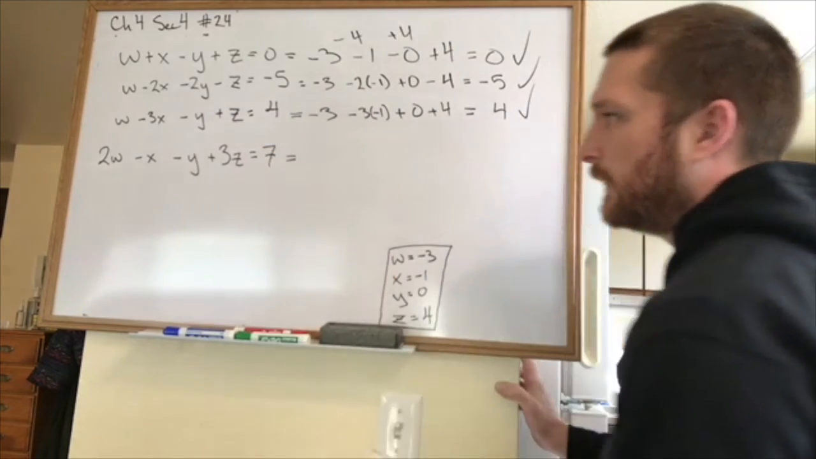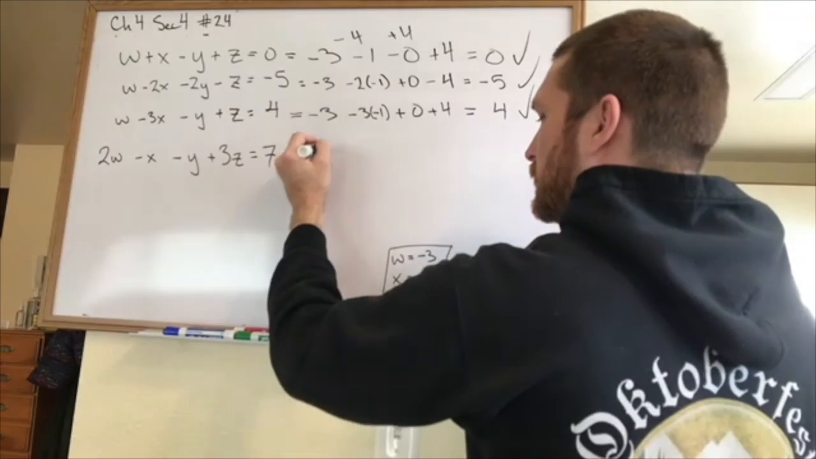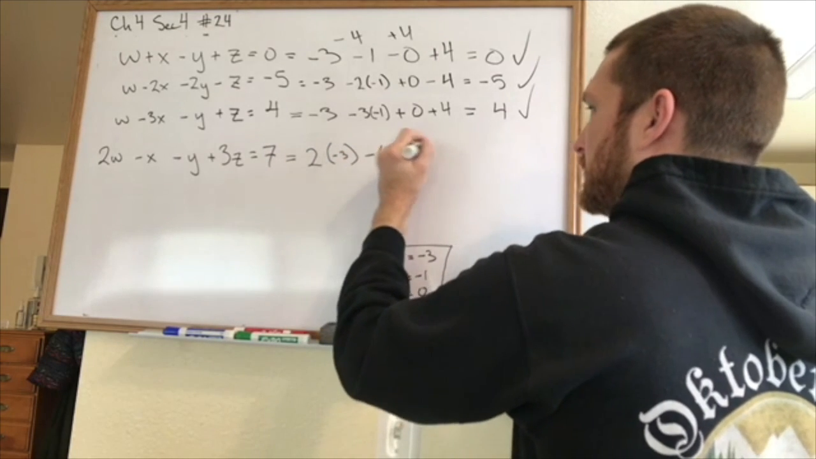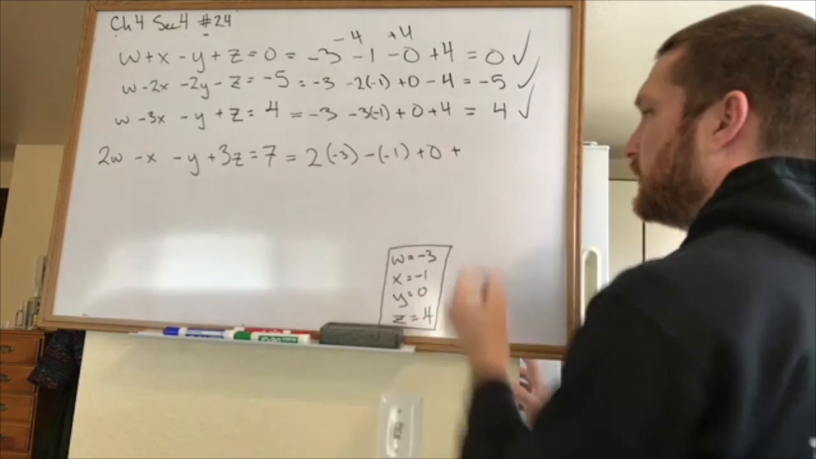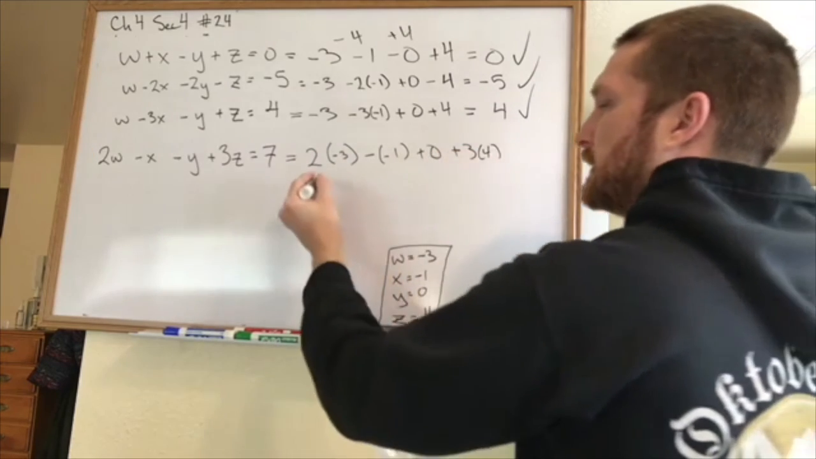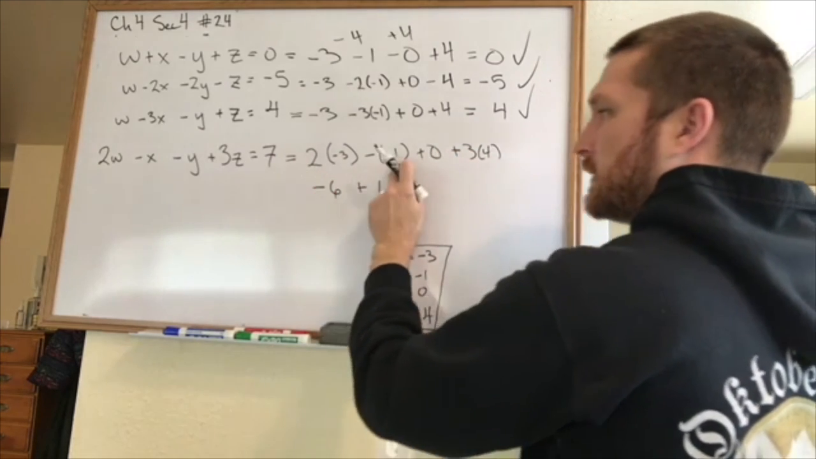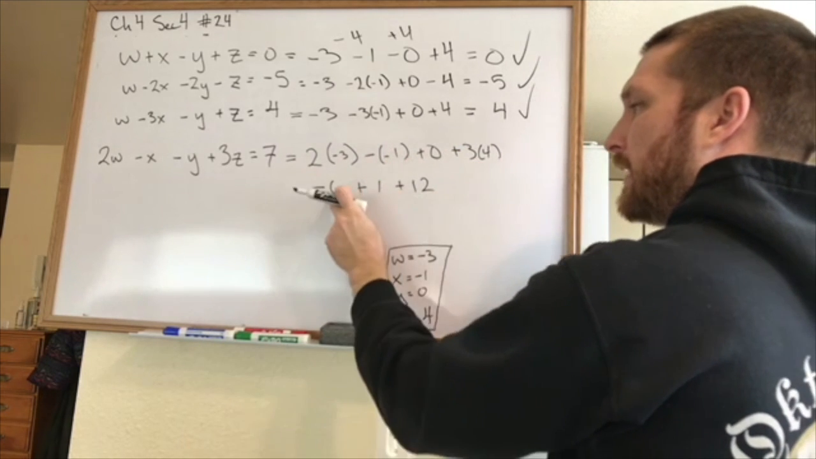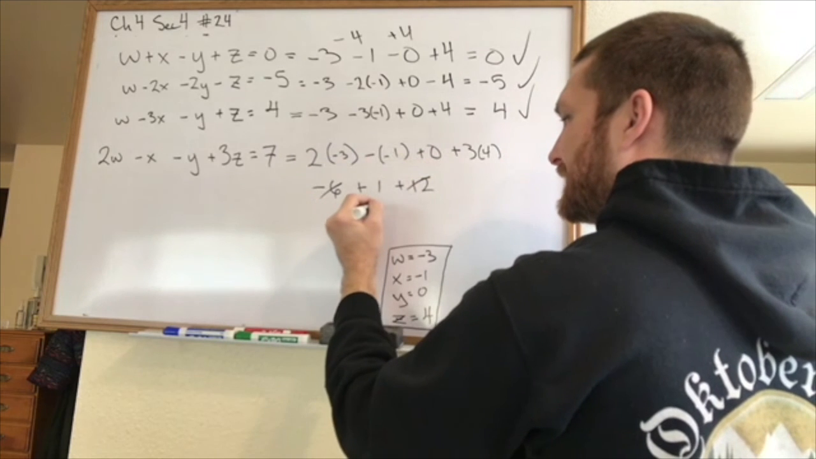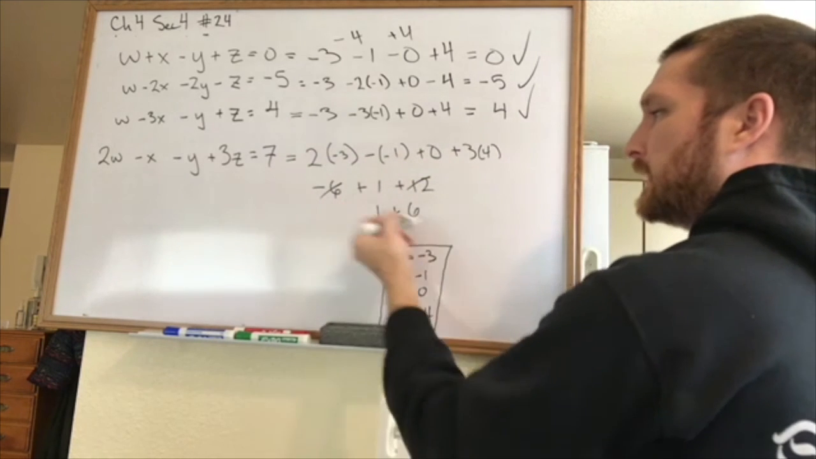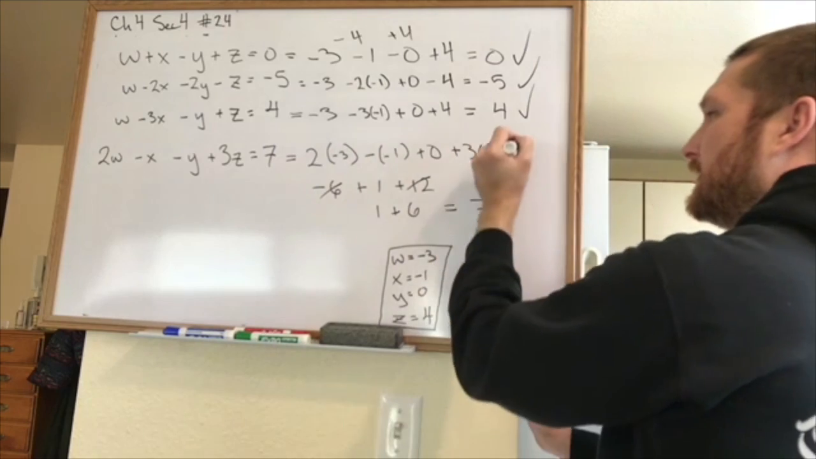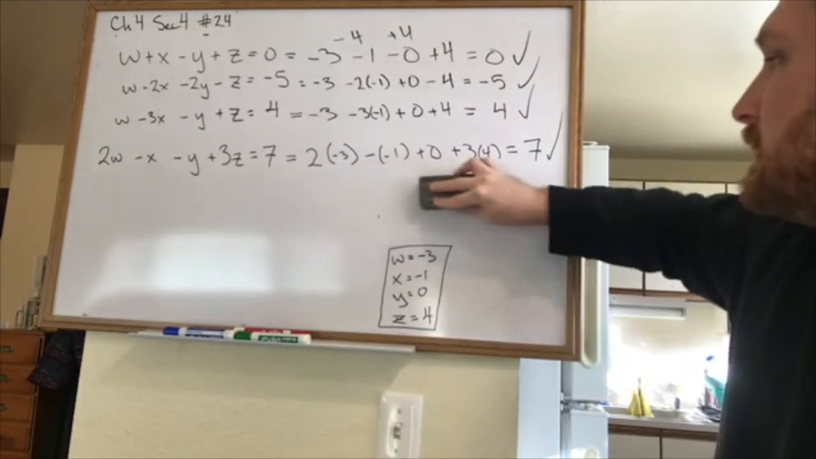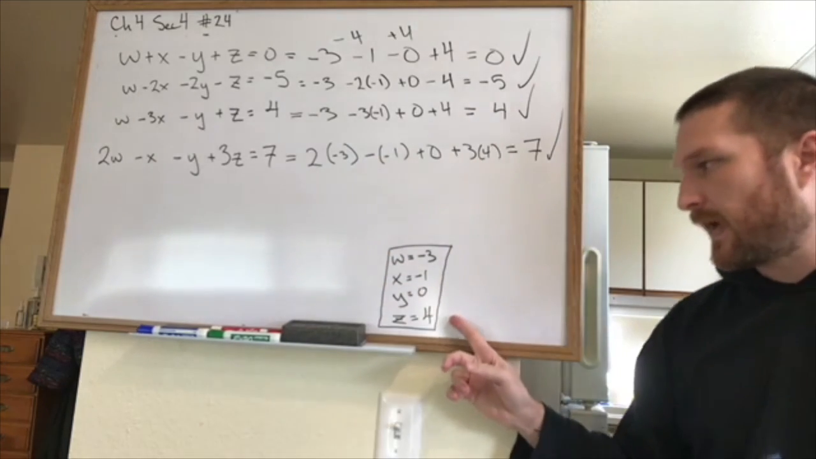Okay, last one to check. We have 2W, so that's 2 times -3 minus -1 plus a big fat 0 plus 3 times 4. Let's see, that's a -6 plus 1 plus 12. 12 minus 6 is +6. Plus 1 is 7. This does equal 7, and we are good. So that is the solution to the system that we were given.